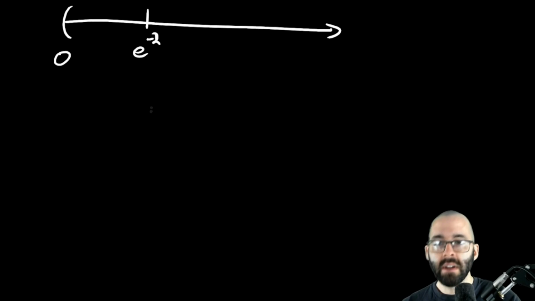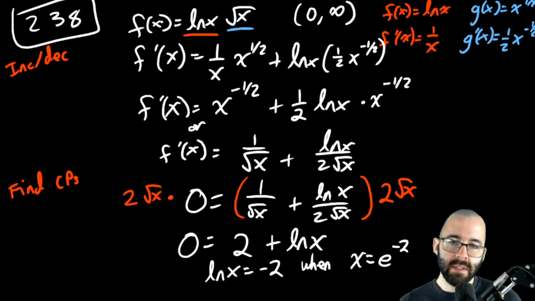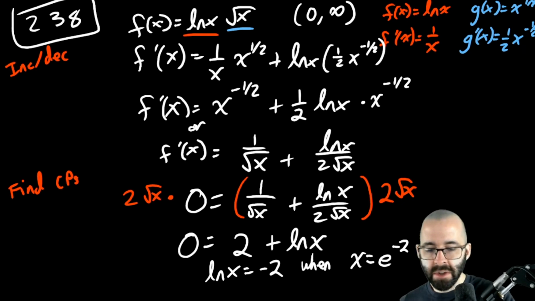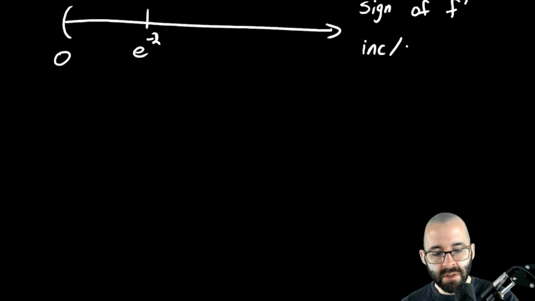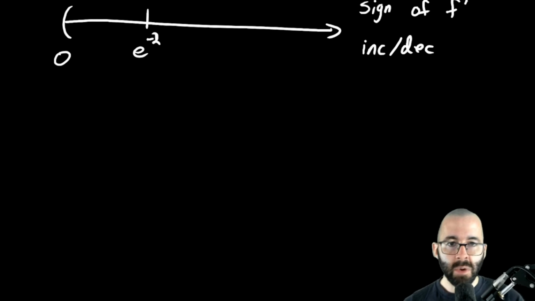So, draw a number line. e to the negative 2. Since our derivative function is continuous on its domain, the only time the derivative can switch signs is when the derivative equals 0. So everything in this interval will be the same sign, and everything in this interval will also be the same sign. Let's look at the sign of the derivative. That tells us whether the function is increasing or decreasing.